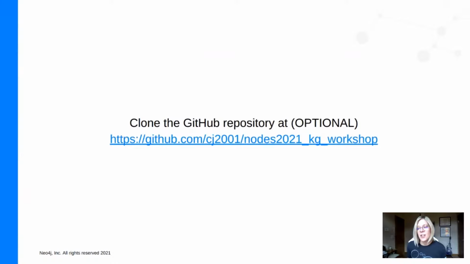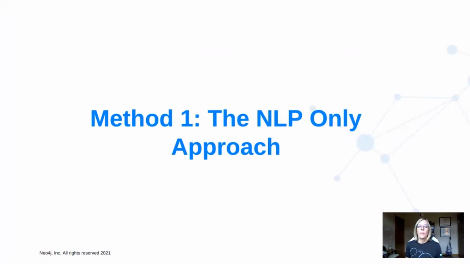Okay, link prediction. Oh yeah, we're going to be talking about that for sure. We are going to use two different methods today. I'm going to talk about method 1 and method 2. Method 1 is what I call the NLP only approach. So we're going to use strict NLP to discover those subject verb object triples.